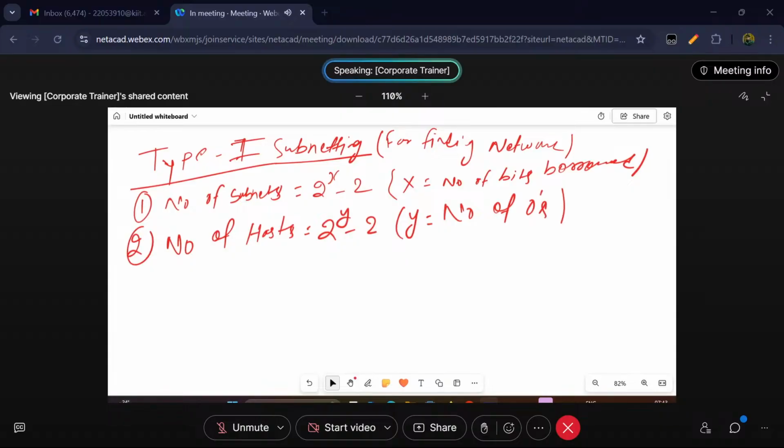Okay. Now the third thing you have to calculate is called the magic number, or in some books or sites you will find it called the block size. So that also you have to calculate. You can write down: magic number or block size is equal to the total number of addresses.